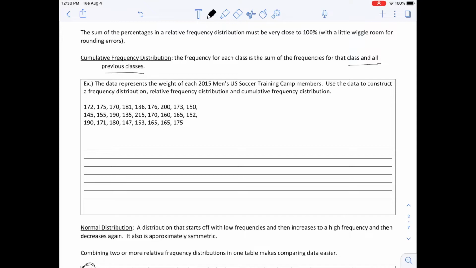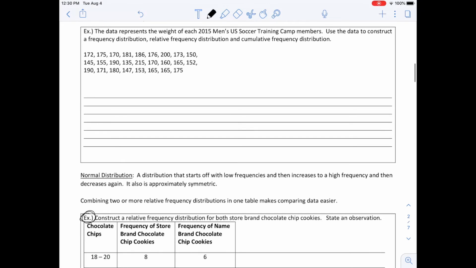So the next example says the data represents the weights of each 2015 men's U.S. soccer training camp member. Use the data to construct a frequency distribution, a relative frequency distribution, and a cumulative frequency distribution. As you can see, all the weights are given here. I'm going to give you more information rather than you constructing them on your own, which everyone in the class could do differently and still be correct. It makes it very difficult to grade.